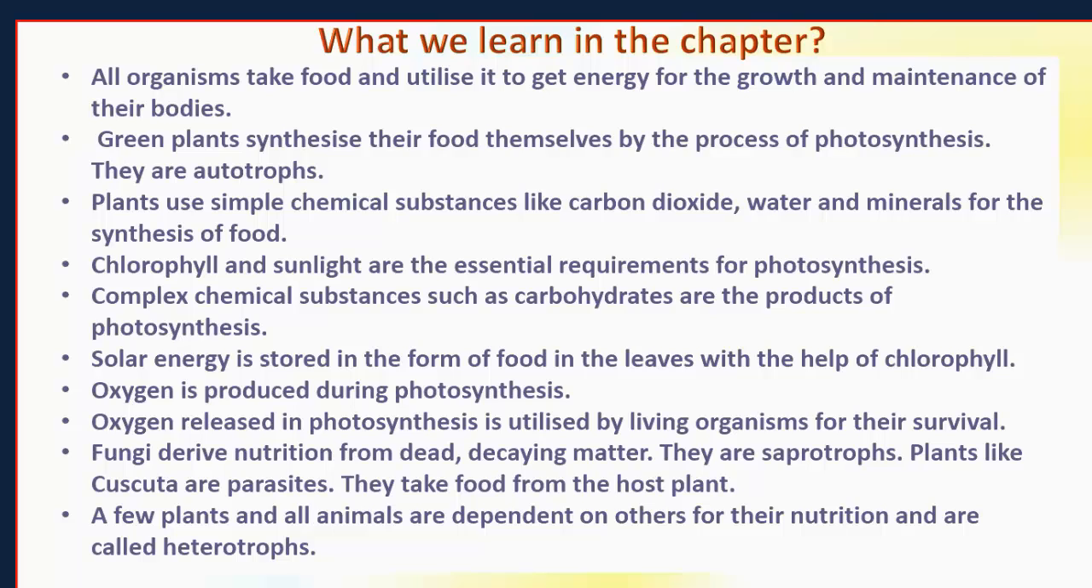Chlorophyll and sunlight are the essential requirements for photosynthesis. Complex chemical substances such as carbohydrates are the products of photosynthesis. Solar energy is stored in the form of food in the leaves with the help of chlorophyll. Similarly, oxygen is produced during photosynthesis. Oxygen released in photosynthesis is utilized by living organisms for their respiration.